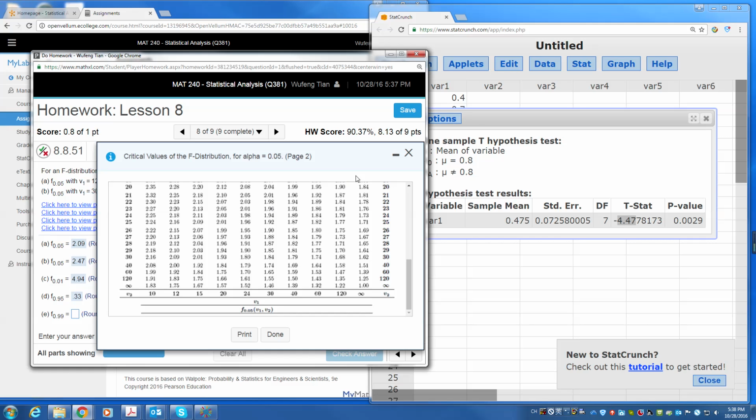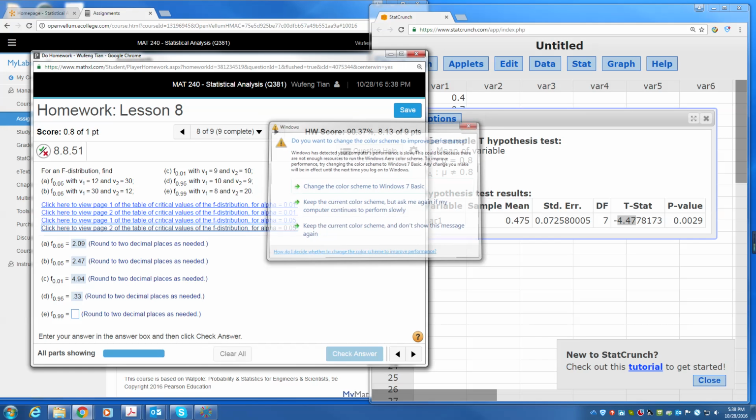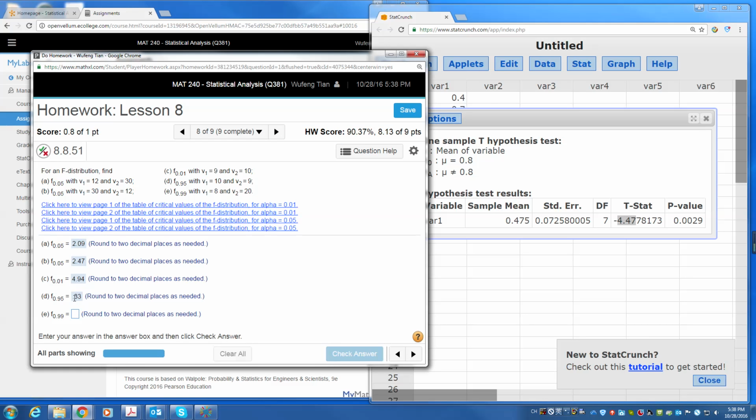There is another formula: F alpha with v1, v2 equals 1 over F 1 minus alpha with v2, v1. Sometimes you have to use that formula to convert it a little bit. You can go to the book. You can use the formula if it says 0.95, for example. You have to use the formula to convert it, to switch v1 and v2. If you look at the formula, you should be able to do this. A, B, C you can directly do. D and E need one small change using the formula.